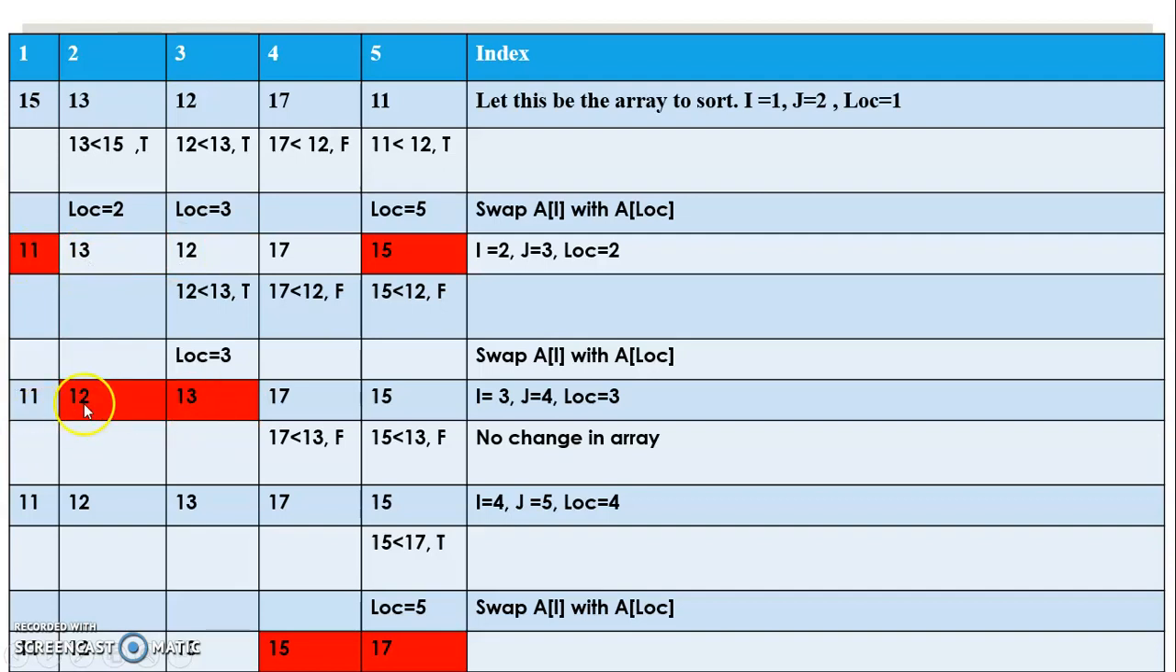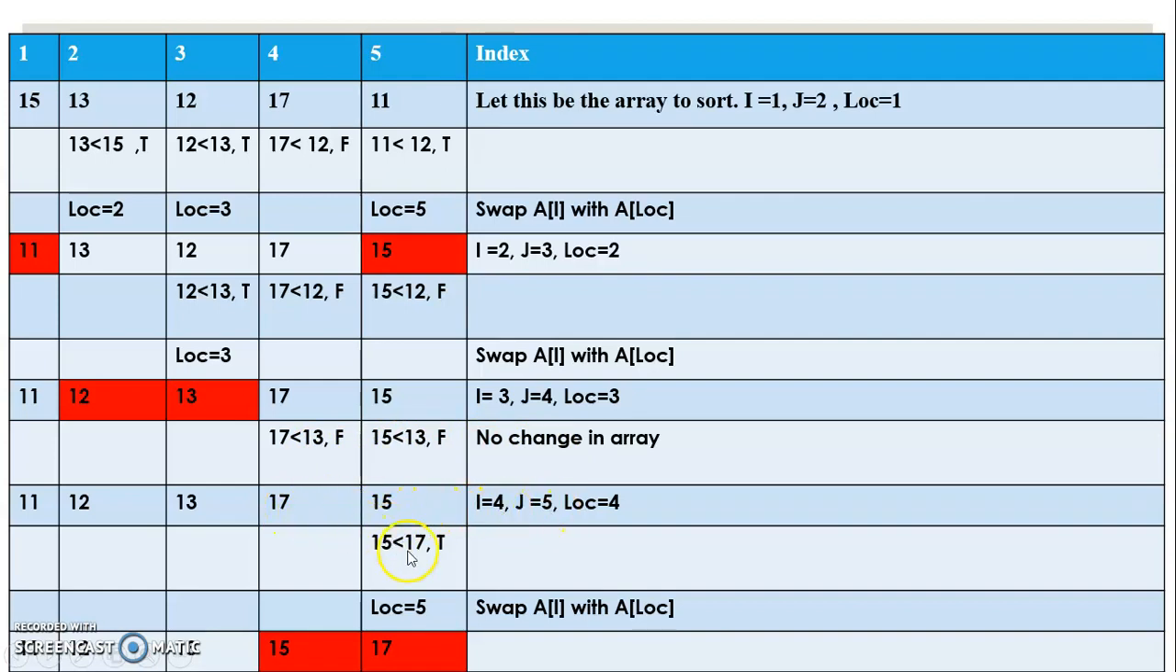So first two elements are already sorted, and by chance in this example the next element is also sorted. So now I will become 3, J will become 4, and LOC will become 3. Now this 13 is compared with 17. It is not smaller. Then 13 is compared with 15, and 15 is not smaller. So no change will happen in the array. Then I will increment by 1. I will become 4, and J will become 5.